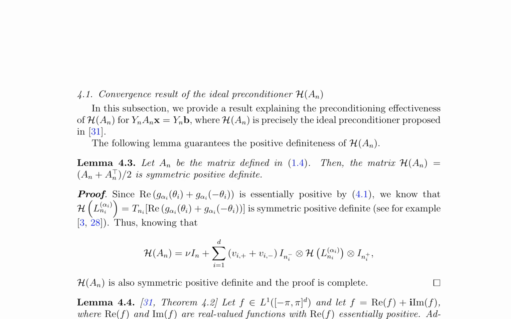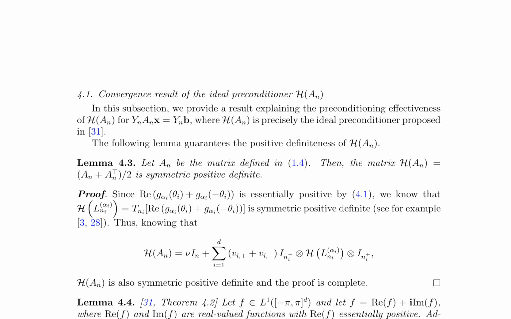The ideal preconditioner H_n is defined as the square root of E_n transpose E_n, and lemma 4.3 establishes its symmetric positive definiteness, ensuring preconditioning effectiveness for the system E_n x equals Y_n b.